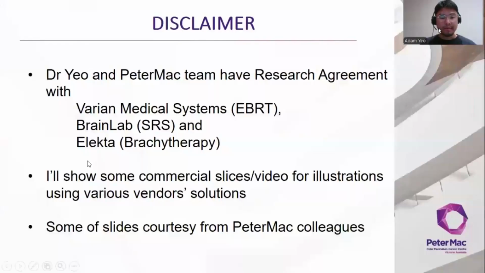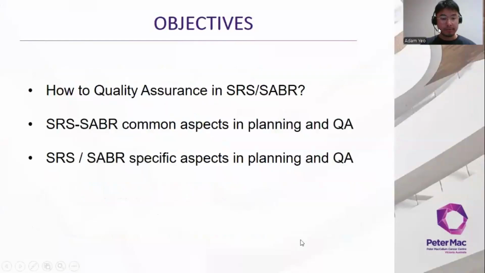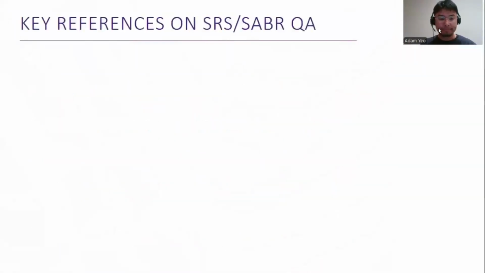Some disclaimer here: myself and the Peter Mac team have research agreements with various vendors. I'll show some commercial slides and videos for illustration purposes from these vendors, and some slides courtesy of our team as well. There are three objectives to be on the same page. We'll define what quality assurance is and how we do it in the context of SRS and Sabre. We'll cover the common aspects between the two in terms of planning and QA. We'll also cover some specific aspects, the differences between the two.